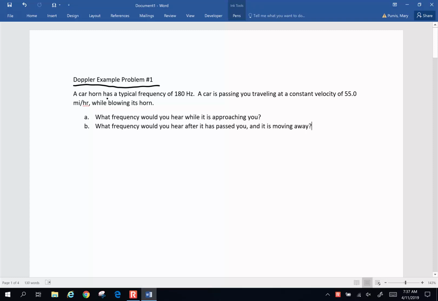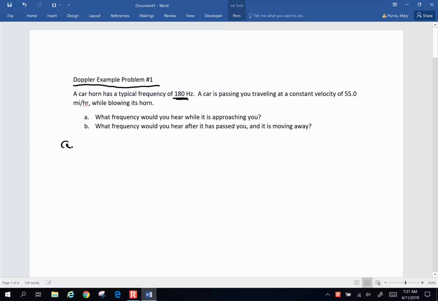A car horn has a typical frequency of about 180 hertz, and I did look that up, so that's a relatively accurate value. A car is passing you, traveling at a constant velocity of 55 miles per hour while blowing its horn. What frequency would you hear while it approaches you? And then what frequency would you hear after it has passed you and is moving away?